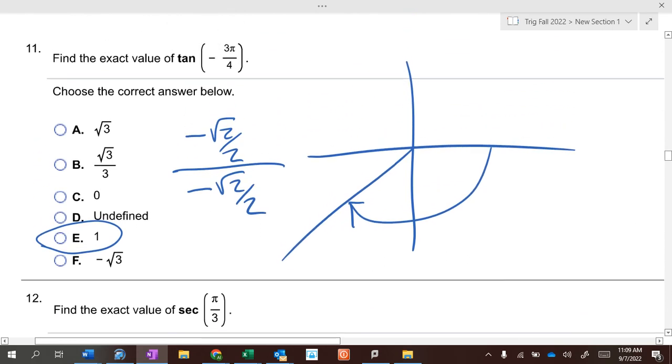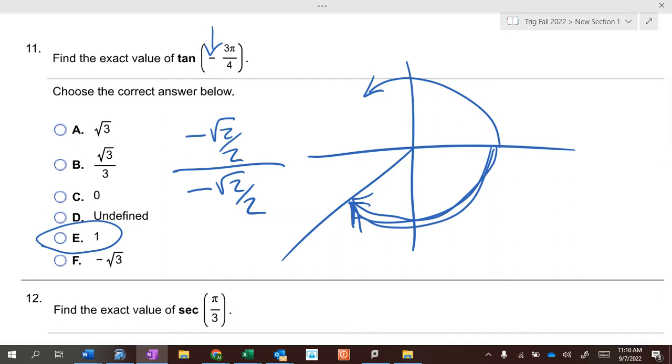Okay, 3 pi over 4 is in quadrant 2, but this says negative. So you have to go this direction, that same distance. No, not straight across. You got to go that distance that you traveled. So 3 pi over 4, you went 225 degrees around, because you always start from here. So you got to go 225 degrees backwards. You always start at the positive x-axis. Okay, so we've got it figured out now.